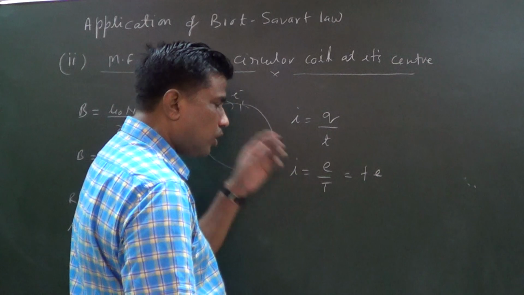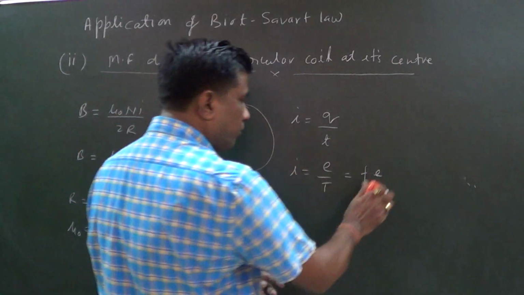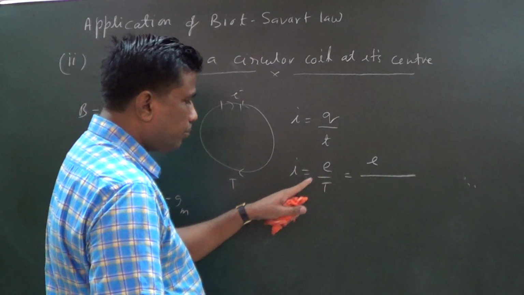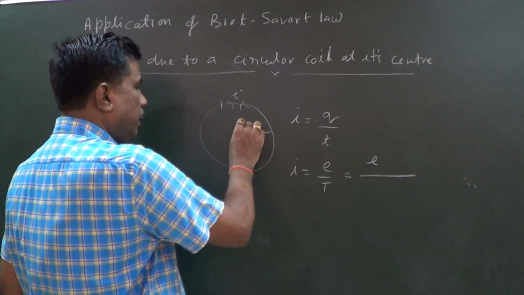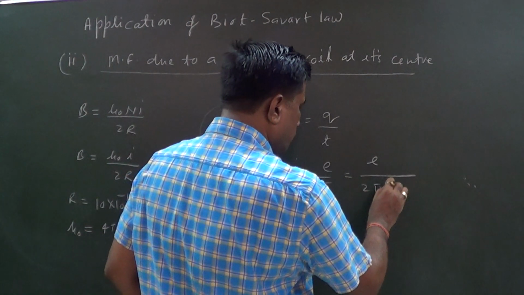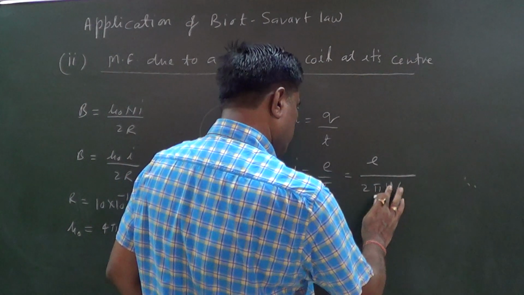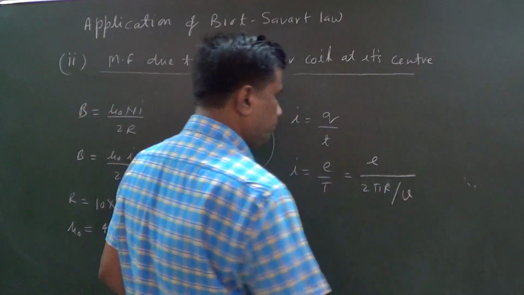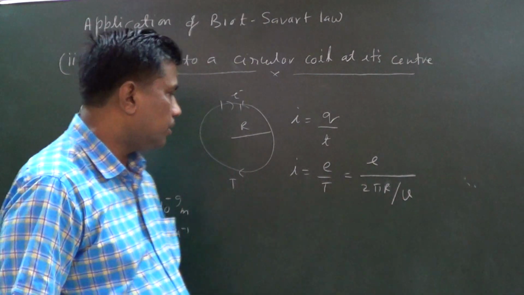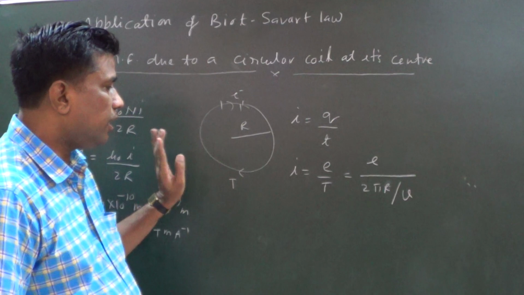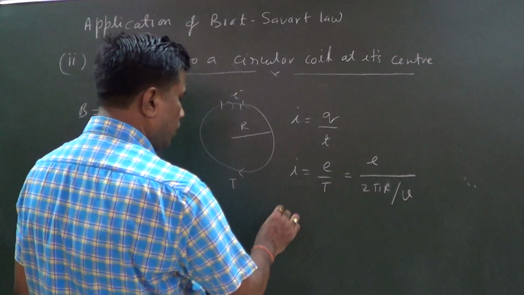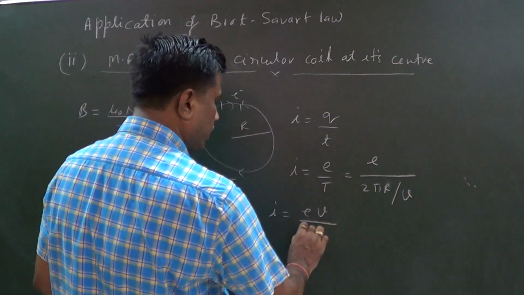But the time period is not given in the question, but we will calculate it. See how. Write this e as it is. In place of capital T, we can write 2 pi r by velocity. Time period will be equal to distance upon speed. So in place of this capital T, one can write 2 pi r by v. 2 pi r is the distance traveled by the electron in one revolution, and v is the speed. So current will be equal to e into v by 2 pi r.